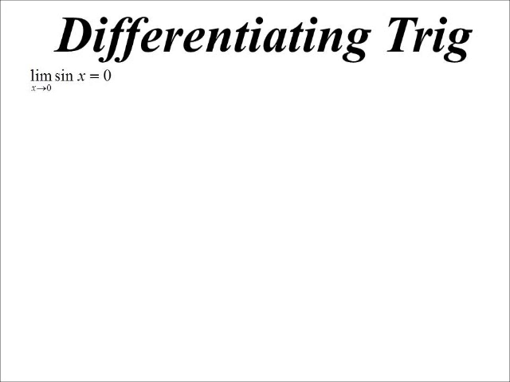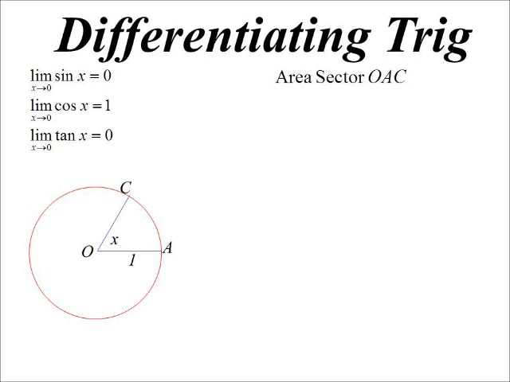It's going towards the origin, so that would be 0. Cos x would be 1, it's approaching 1. Tan x would be 0 as well. So all we've got to do is think of a graph, we know what those limits are. Now, that's, by the way, a circle. We introduced that the other day.